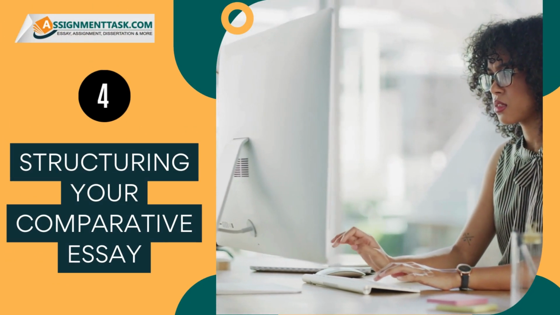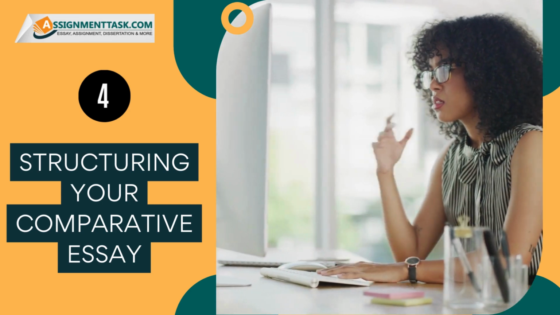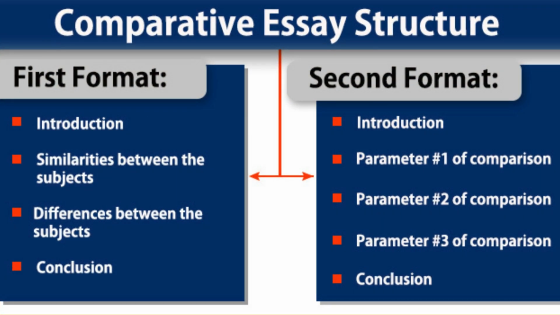Now, let's talk about structure. There are two main ways to structure a comparative essay: the block method and the point-by-point method. In the block method, you discuss all aspects of subject A and then all aspects of subject B. In the point-by-point method, you alternate between subjects for each point of comparison. Both methods are effective, so choose the one that best suits your essay.